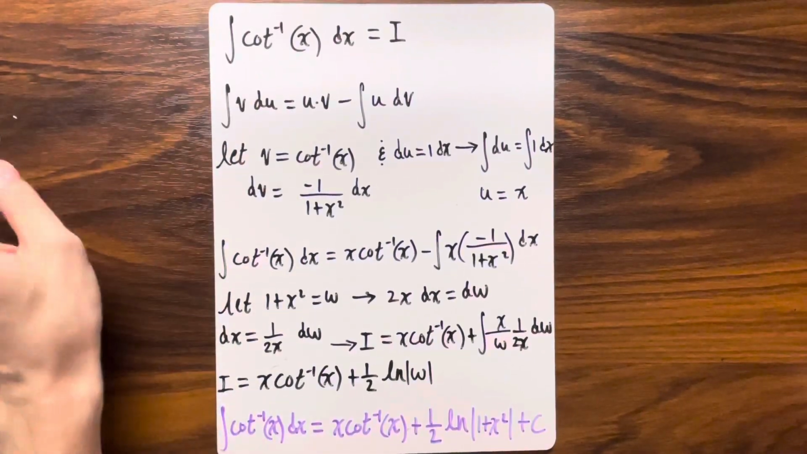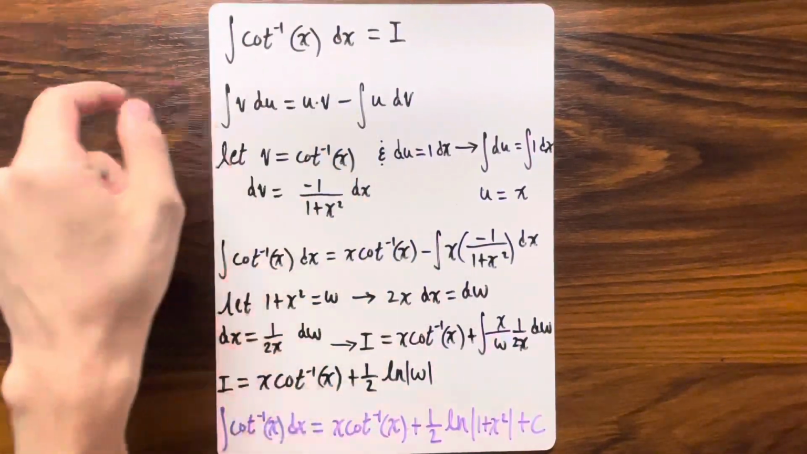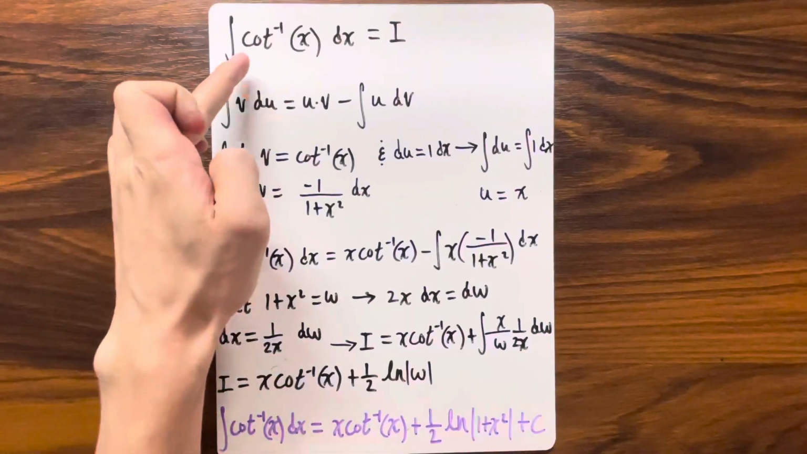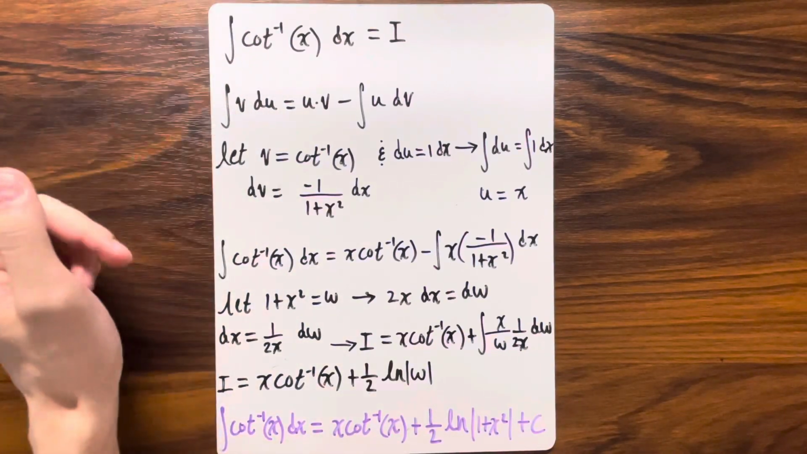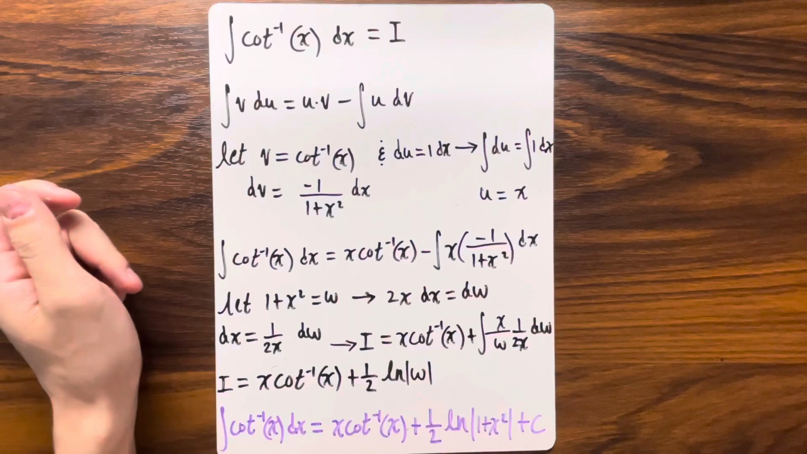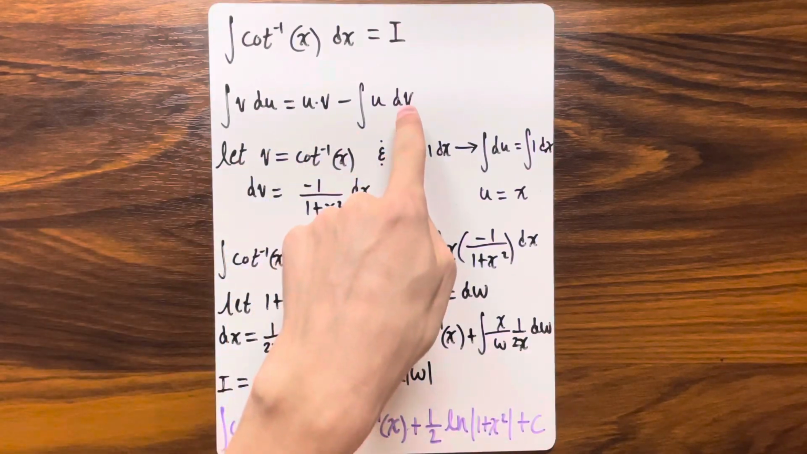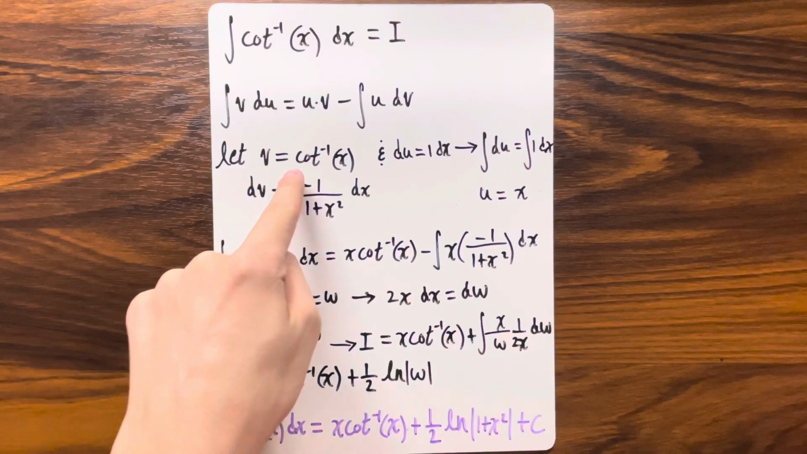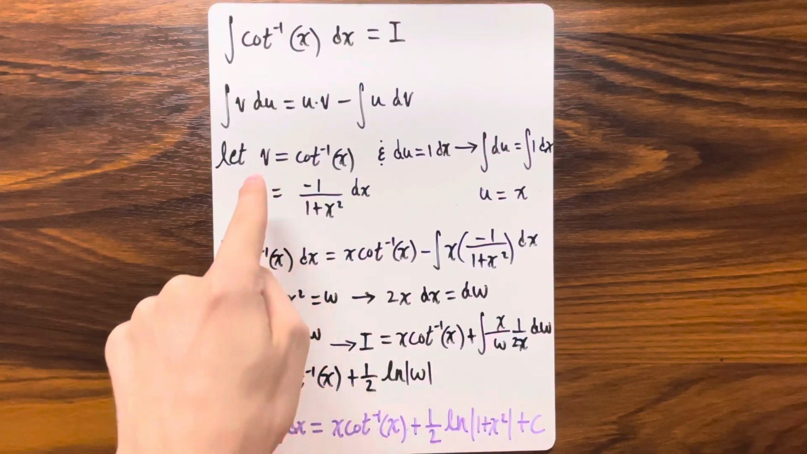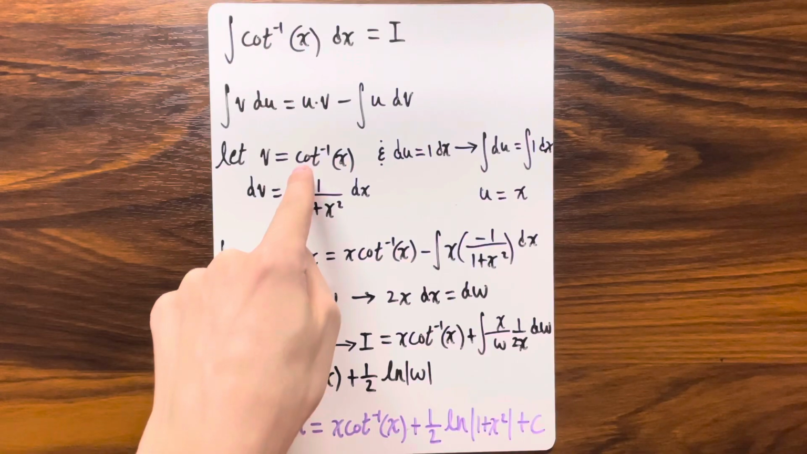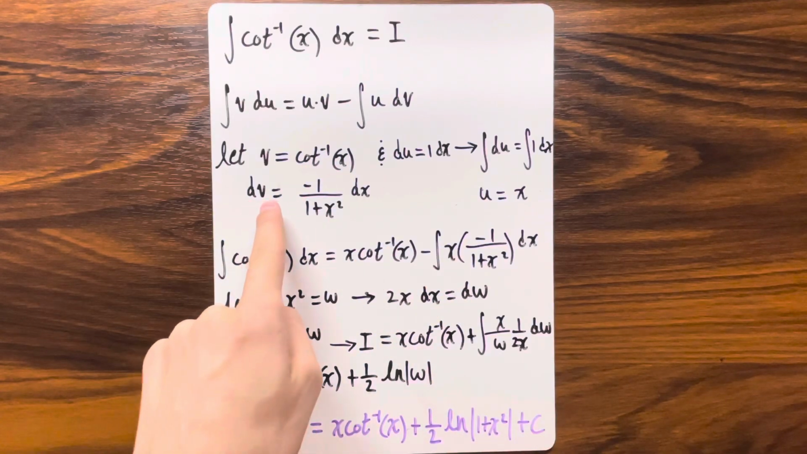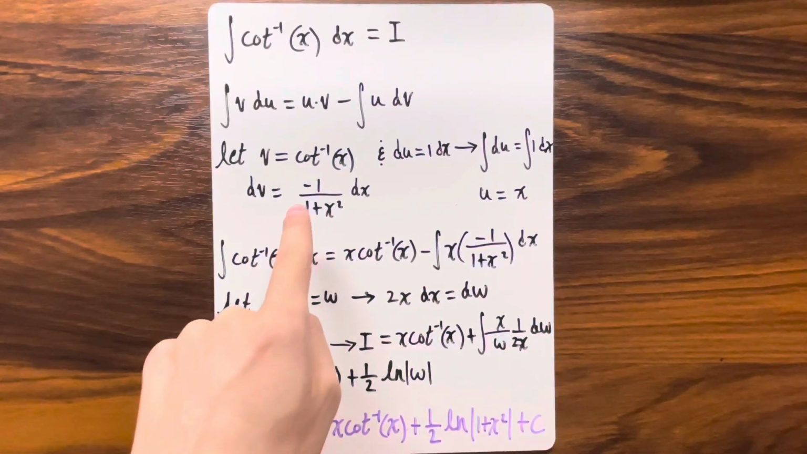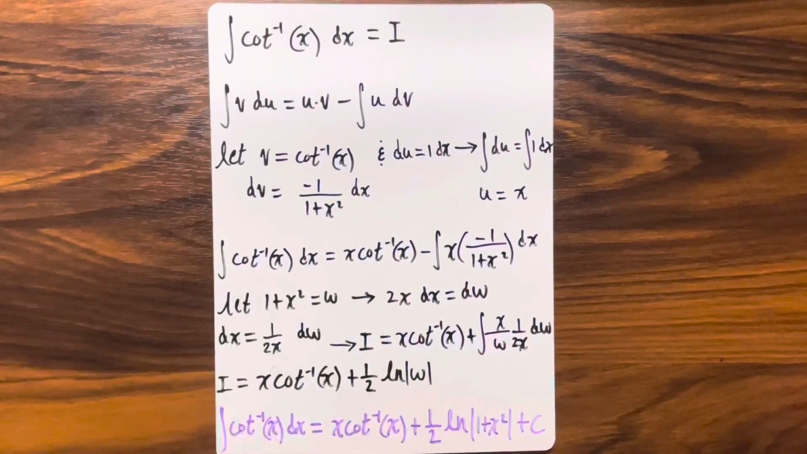The product rule for integrals, or integration by parts, can be used to try to figure out the integral of cotangent inverse. Why? Well, because integration by parts has some derivative function in it. So we can say let v equal cotangent inverse and take that derivative, because we know the derivative of cotangent inverse, we figured that out.